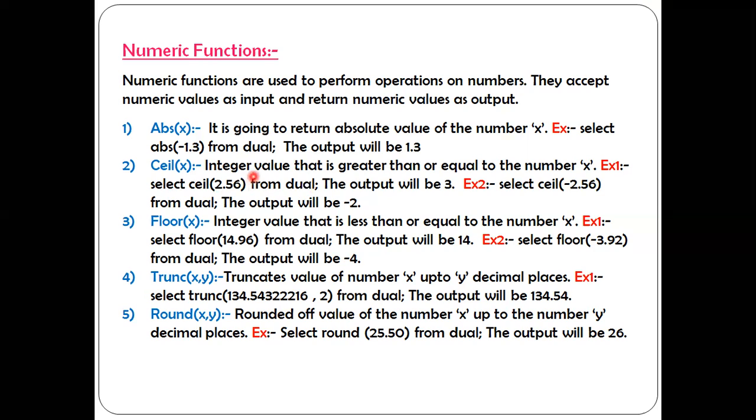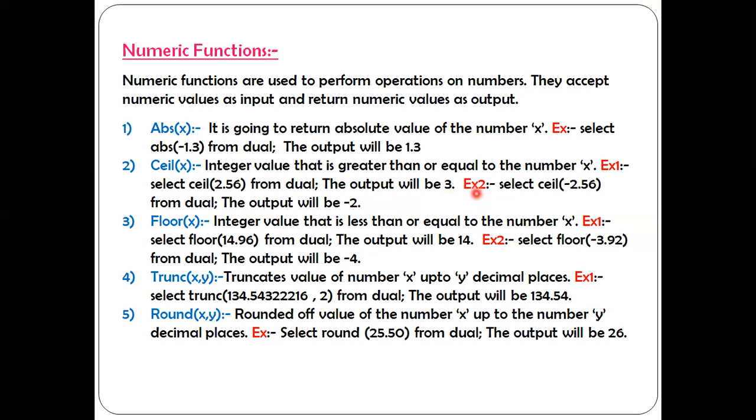Look at this. This function is going to return an integer value that is greater than or equal to the number x. The first example is select ceil of 2.56 from dual. The output I am going to get in the SQL software is 3. Okay. Remember, I gave the value 2.56, but I'm getting a higher value, that is 3.